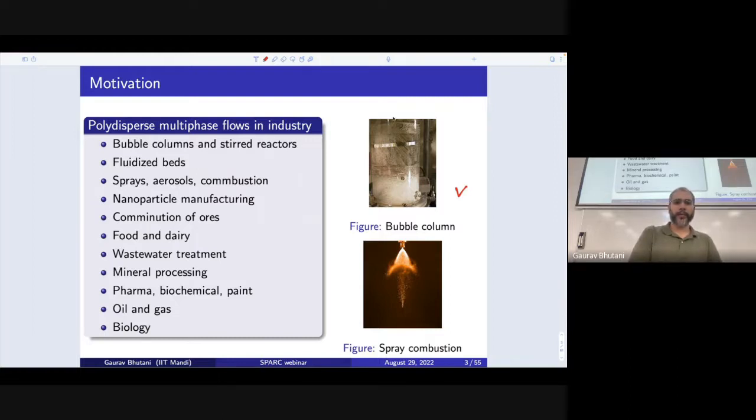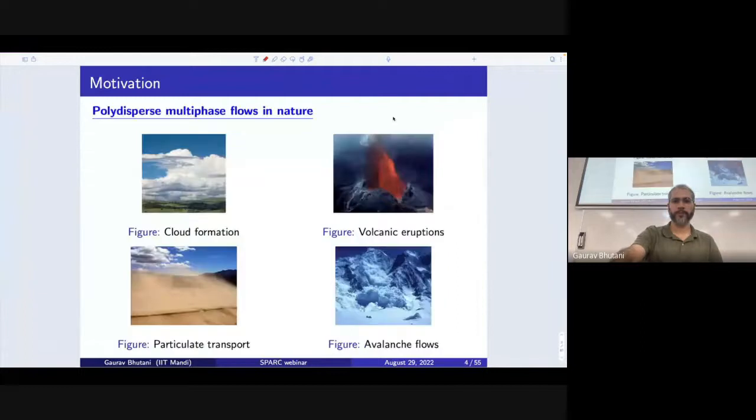Food and dairy industry, wastewater treatment, pharmaceutical industry, biochemical industry, paints, manufacturing paints, oil and gas, big industry that has a strong application in polydisperse flows, and biology. We talk about cells, which are combining with each other, cells splitting. All this can also be modeled using such polydisperse flow models.